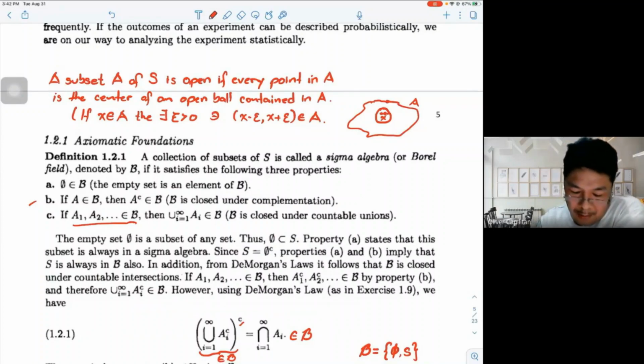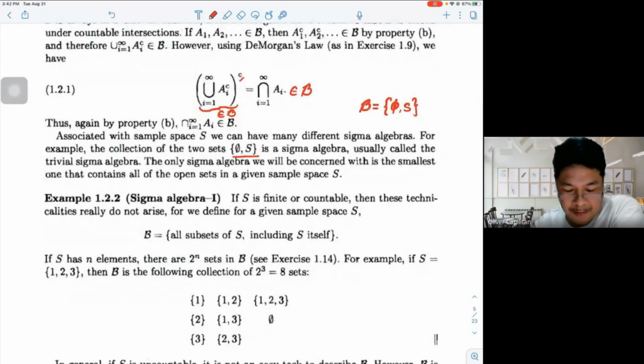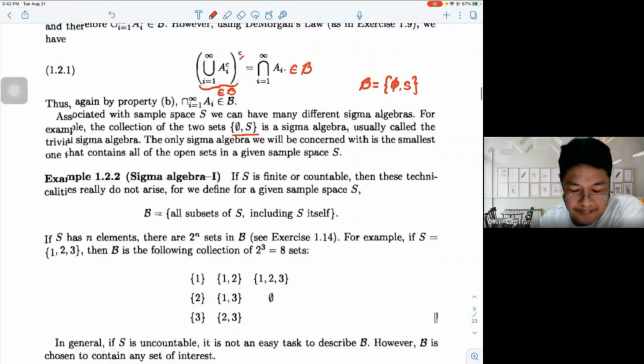So here we're going to consider only a sigma algebra that contains all of the open sets in a given sample space S. Okay, let's have an example.